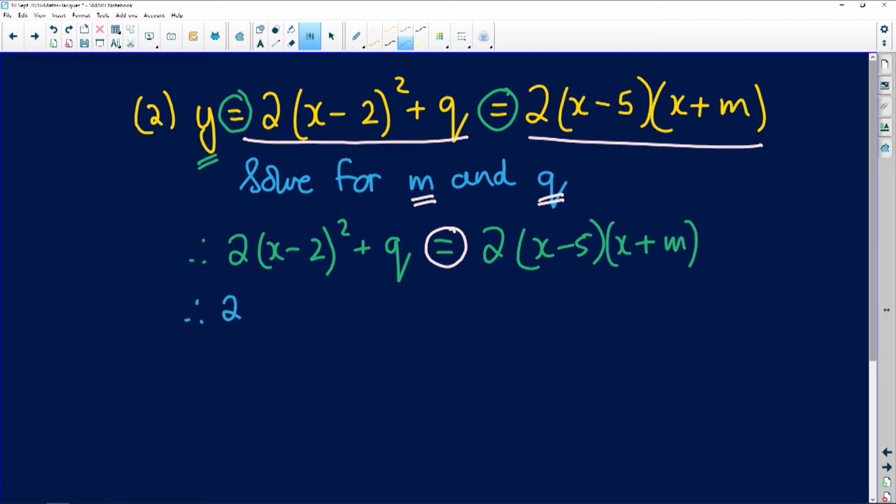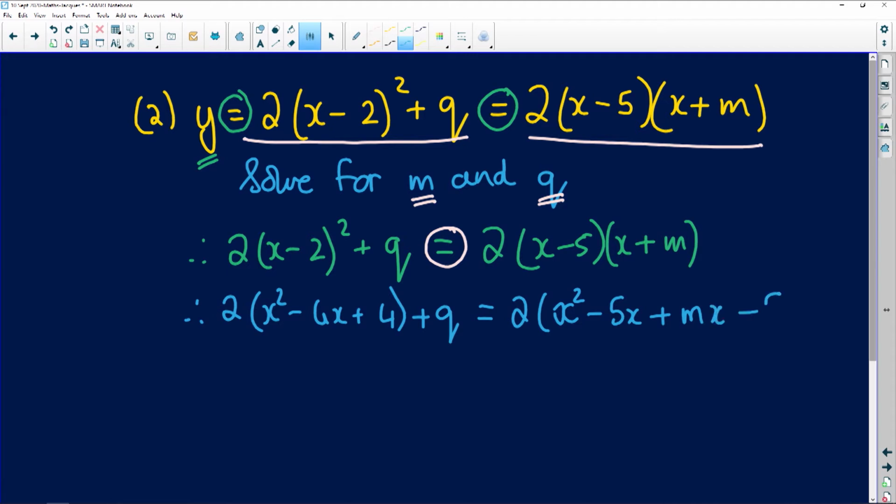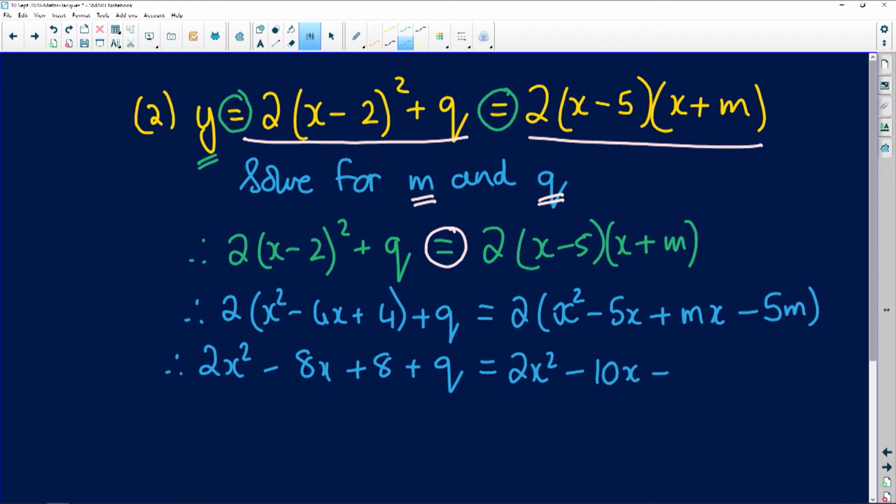This gets us to twice x squared minus 4x plus 4 plus q, which should be equal to twice, if I distribute over here, x squared minus 5x plus mx minus 5m. Here I can still distribute the 2, there I can distribute the 2, so let's go for it. 2x squared minus 8x plus 8 plus q is equal to 2x squared minus 10x plus 2mx minus 5 becomes minus 10m. So now we can try and solve the variables.